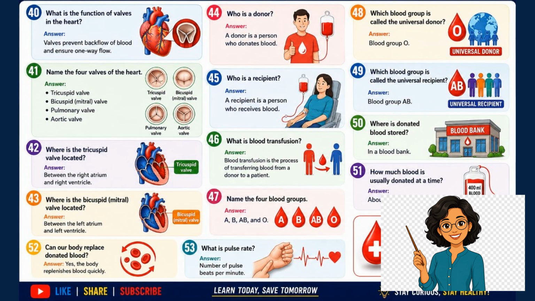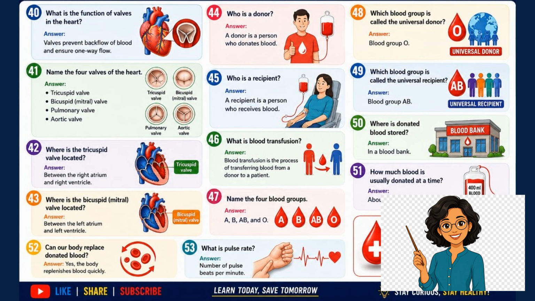Question 52. Can our body replace donated blood? The answer is yes, the body replenishes blood quickly. Question 53. What is pulse rate? Repeat, important. The answer is number of pulse beats per minute.